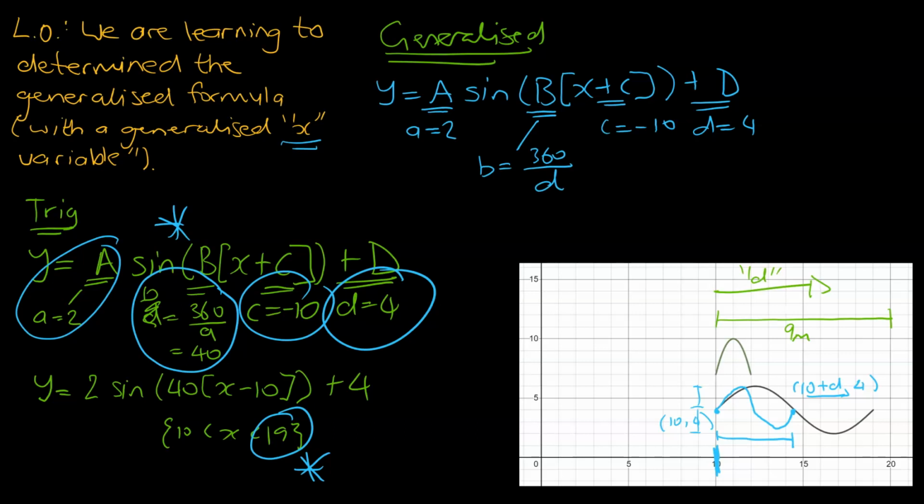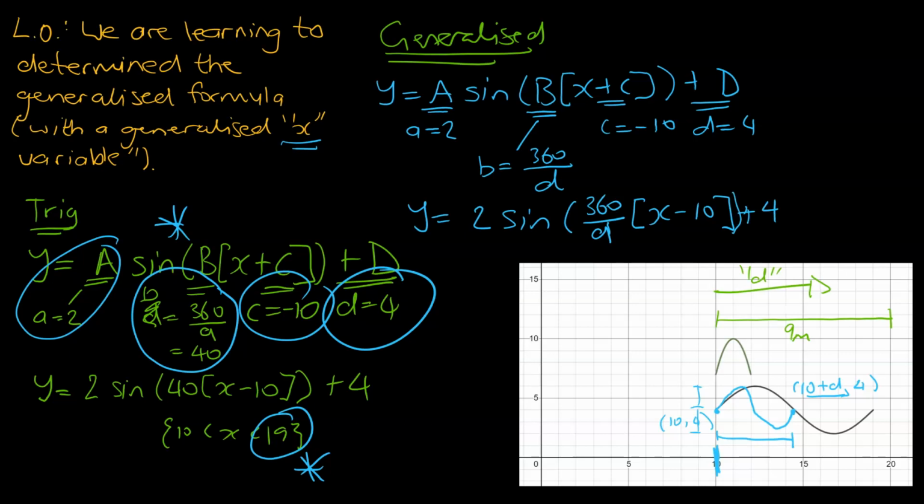So that means our new formula, the only thing we're changing is that B value, and we'll get to the domain in a bit. So our generalized formula, y is going to be equal to 2 times sine of (360 divided by d). Obviously, if we were in radians, you'd be doing 2 pi divided by d. That's times (x minus 10), close bracket, plus 4. So that's the generalized formula.